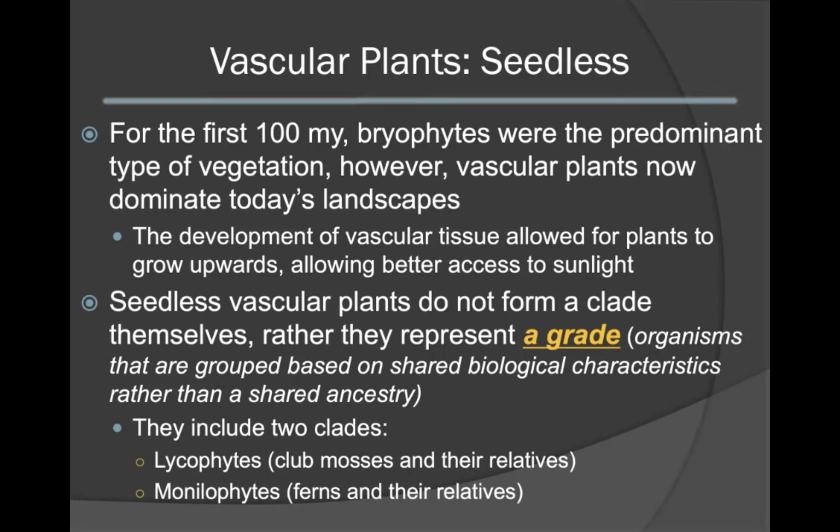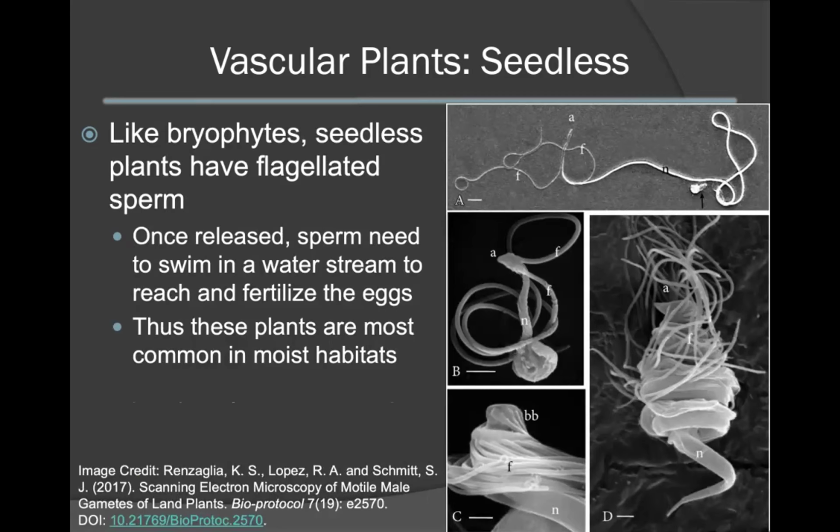Seedless vascular plants represent two clades, the lycophytes, which are represented by club mosses and their relatives, and monilophytes, which are represented by ferns and their relatives. Like bryophytes, vascular seedless plants also have flagellated sperm, as can be seen in the diagram on this slide. Once released, these sperm need to swim within a liquid medium in order to reach and fertilize the eggs. As a result, these plants are very common in moist habitats.